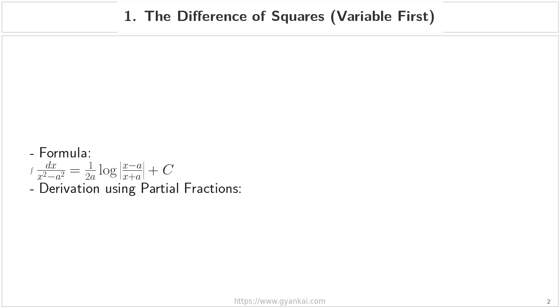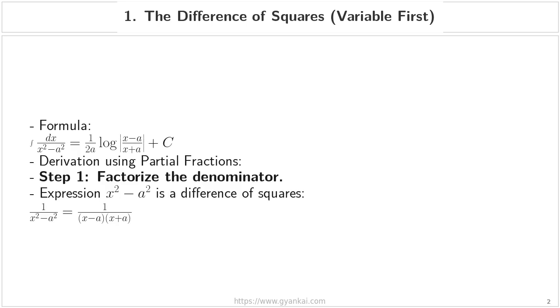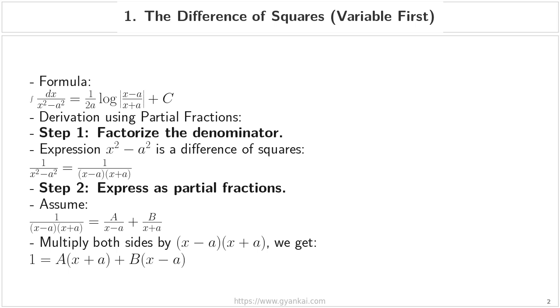We're going to use a technique called partial fractions. Step 1. Factorize the denominator. The first thing we do is factorize the denominator, x squared minus a squared. Remember from your algebra, this is a difference of squares. It factors nicely into x minus a multiplied by x plus a. So, our integral now looks like the integral of 1 over the product of x minus a and x plus a.